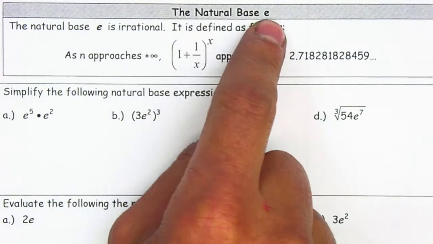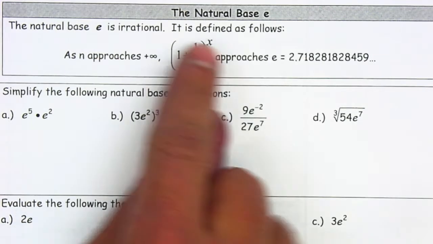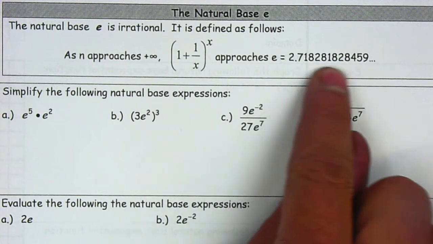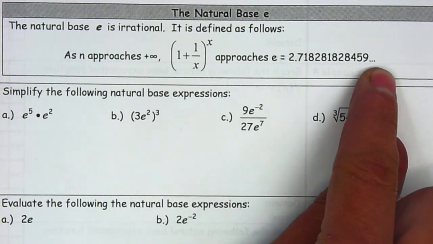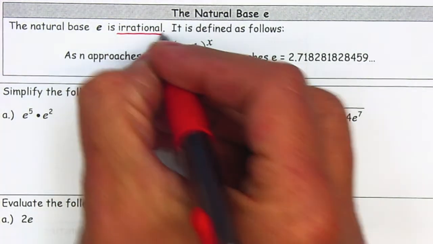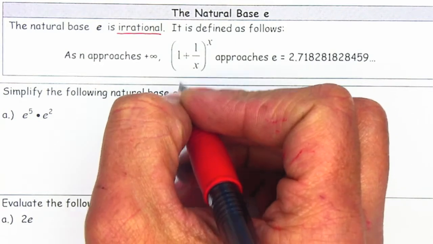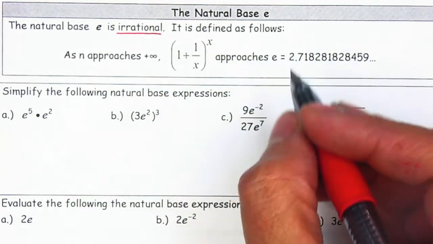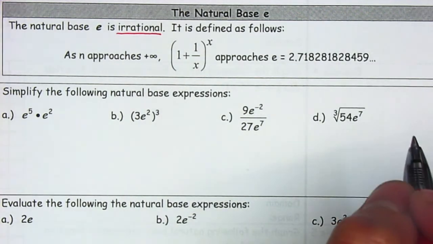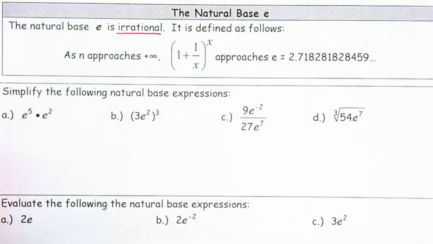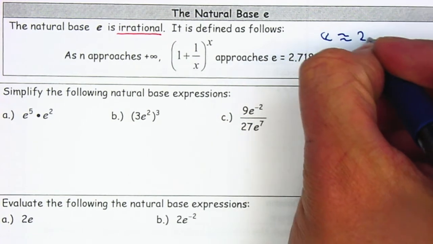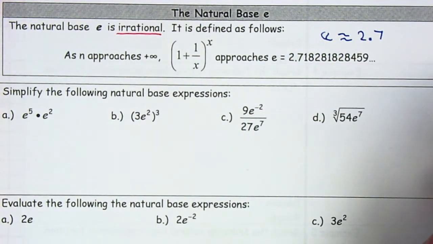The natural base e, or the number e, is an irrational number because, as you guys notice, the decimal continues, but it never repeats. The other irrational number that we know is pi, 3.1415926535, and it continues. So this is another irrational number that you guys will see often in math. For this class, you can just memorize that e is approximately 2.7. So we're just going to round that to one decimal place.